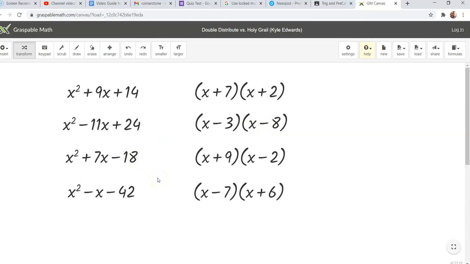And what is the pattern? Okay. Head on over to the next slide, and let's see if you figured it out.